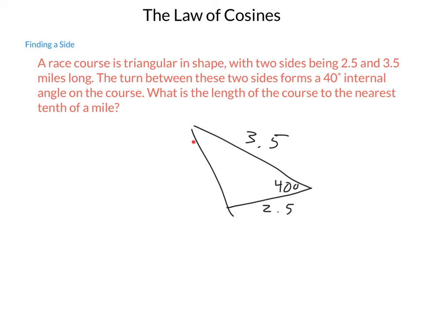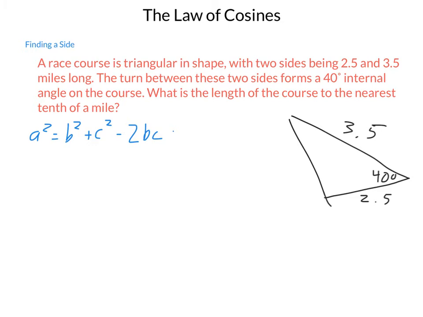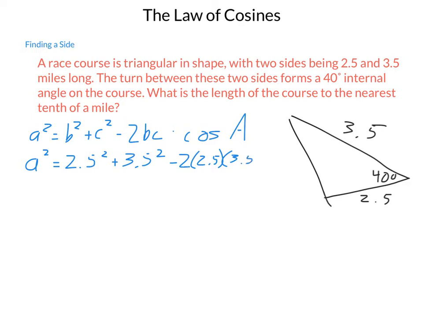So I'm going to call this side a, and now my formula can stand up looking like a squared equals b squared plus c squared minus 2bc, just a moment while I move that figure over, times the cosine of angle A. So in this case, a squared is going to equal 2.5 squared plus 3.5 squared minus 2 times that 2.5 times that 3.5 times the cosine of that 40 degrees. Now, a lot of these computations can be done by hand.